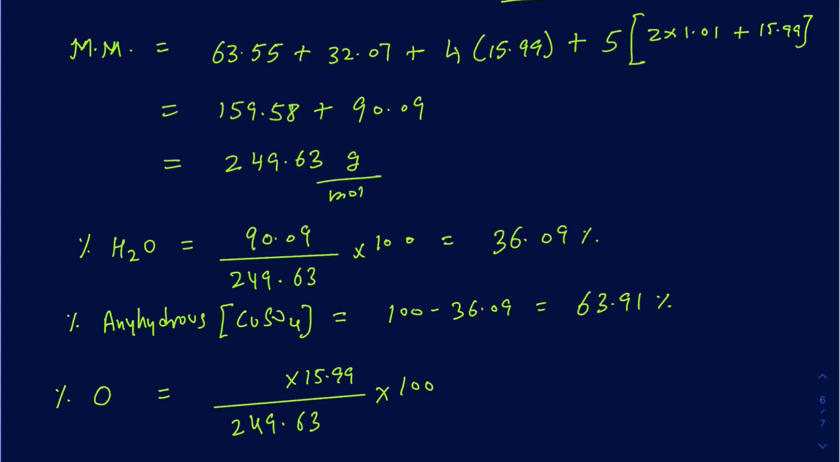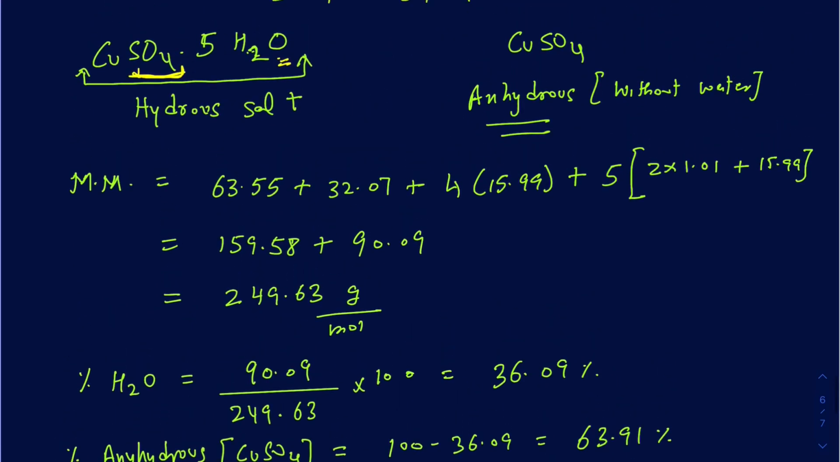So that's going to be 9 times 15.99 divided by 249. Okay, so after doing this calculation, it comes out to be 57.65%. So more than half of the mass is actually coming from the oxygen, which makes sense because you just have so many oxygen atoms in this particular molecule.